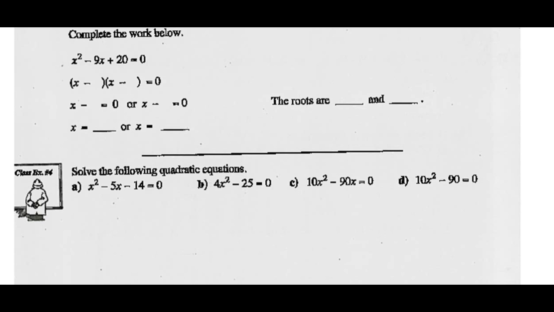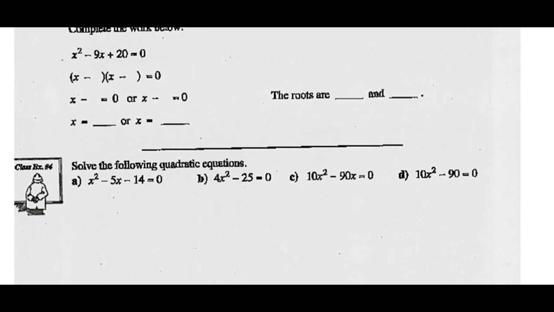X squared minus 9x plus 20 is 0. In order to solve this, I have to factor the left side of this equation. Well, this is a simple trinomial, so I can factor using inspection. 1 in front of the x squared, so the only way to get x squared is x times x. What two numbers have a sum of negative 9 and a product of 20? So things that multiply to 20 and add to negative 9 are minus 4 and minus 5. So x minus 4 times x minus 5 are the factors of x squared minus 9x plus 20.